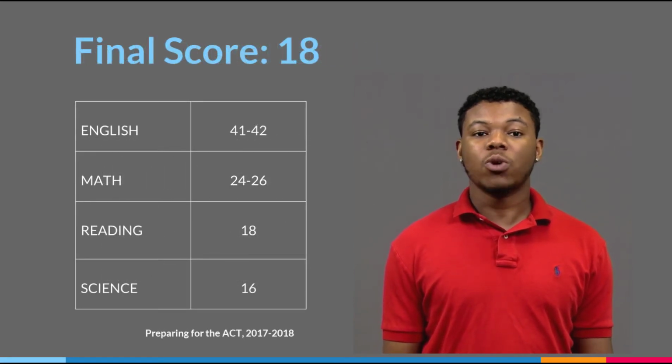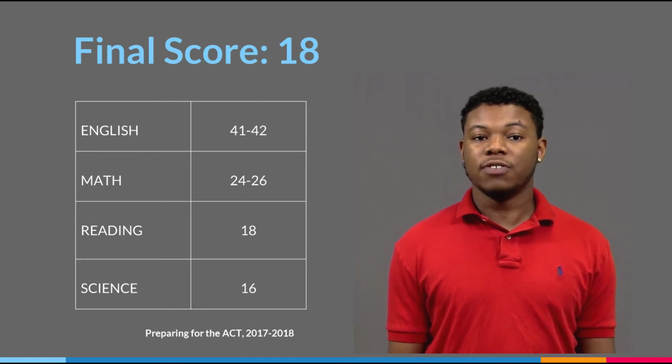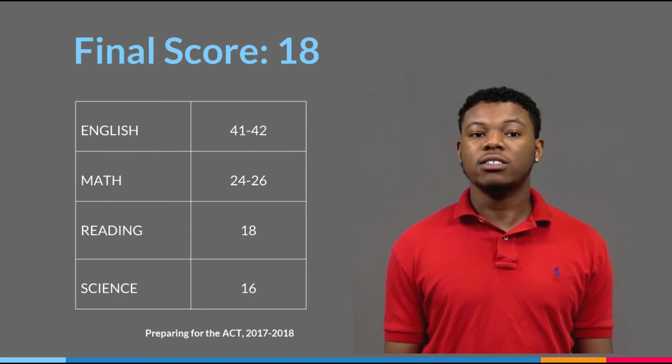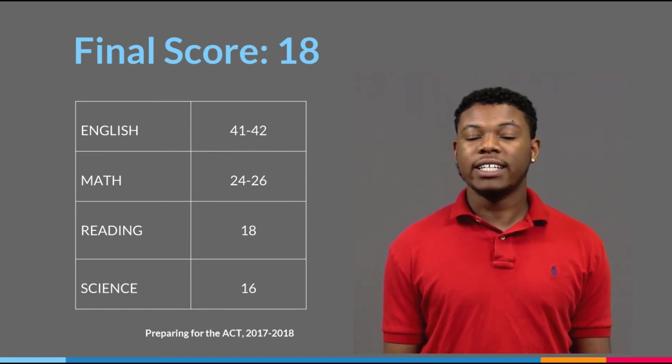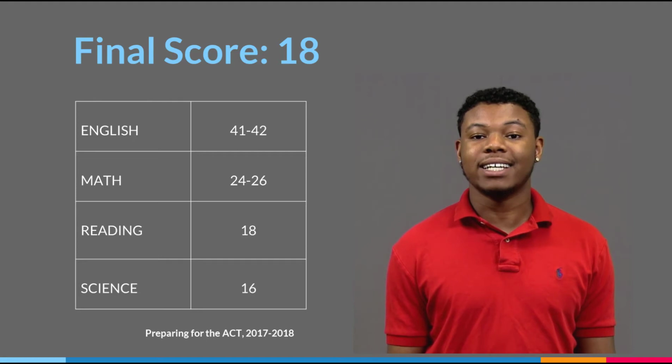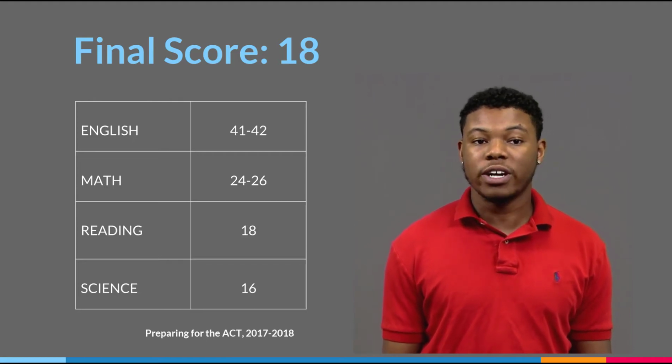If you would like to raise your overall score on each section by 2 points to an 18, you would need to get 41 to 42 questions correct on the English section, 24 to 26 questions correct on the Math section, 18 questions correct on the Reading section, and 16 questions correct on the Science section.